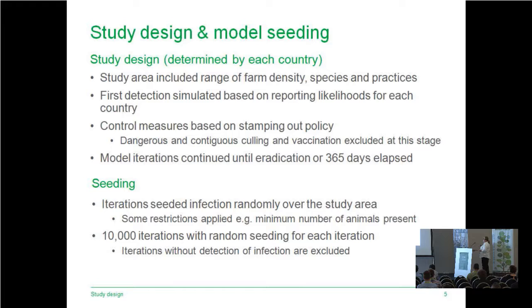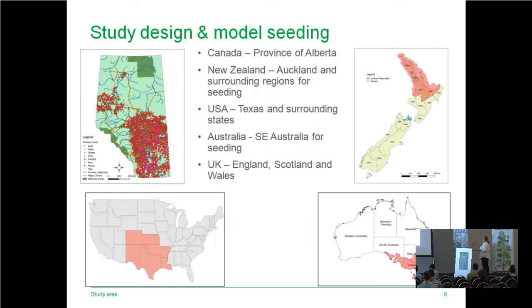And we ran iterations for 365 days or until disease was eradicated, whichever came first. Each iteration of the 10,000 was seeded randomly over the study area. And there were some restrictions applied just to limit the number of outbreaks that didn't go anywhere. So if you seeded into a hobby farm, it might not spread anywhere. And again, 10,000 for each country. If one of the 10,000 runs ended up with no detection, it was just excluded.